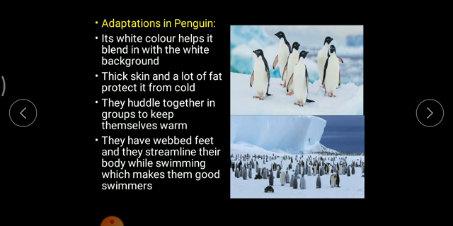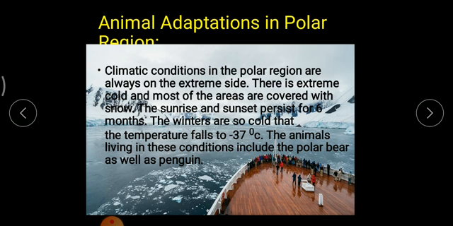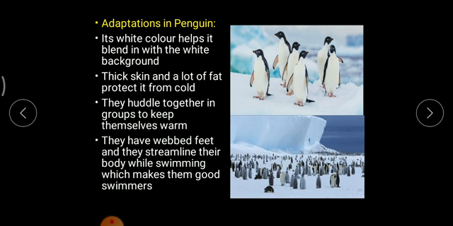Now, since we have discussed that the polar region is simply a snowy condition where the temperature is minus 37 degrees Celsius, it is not possible for other living creatures to survive over there. So some living creatures like polar bears and penguins reside over there. How do they reside? Because they have modified their adaptation; they have adapted to the situation in which they are living. So what does the penguin do? A penguin has adapted in the polar region.